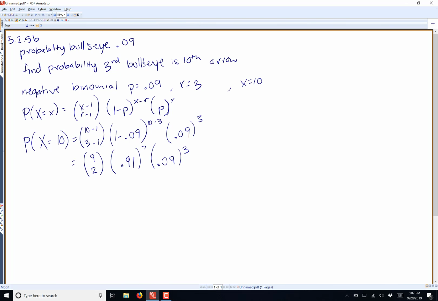Then I would need to pull up a calculator. So again, 9 choose 2, that is the binomial coefficient. If you're not familiar with it, go on YouTube and look for 9 choose 2 or binomial coefficient, something like that.